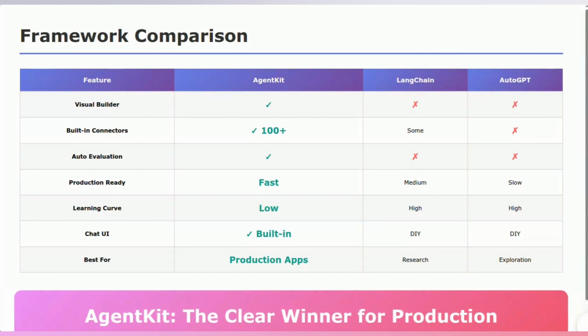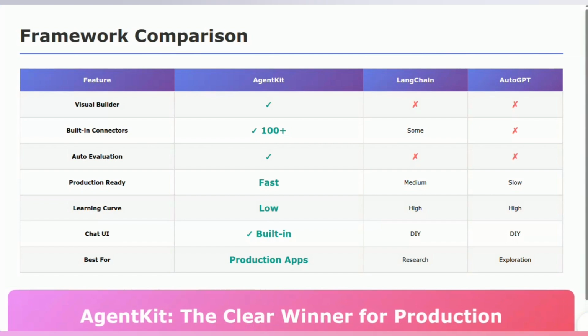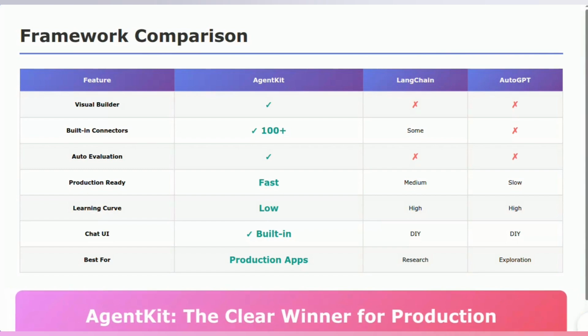Learning curve, this is huge. AgentKit is low, designed for beginners. The others require significant coding experience. Now, don't get me wrong. LangChain is great if you need maximum flexibility and you're doing research. AutoGPT is cool for autonomous exploration. But if you're a business that needs to ship production agents quickly, AgentKit is the clear winner.